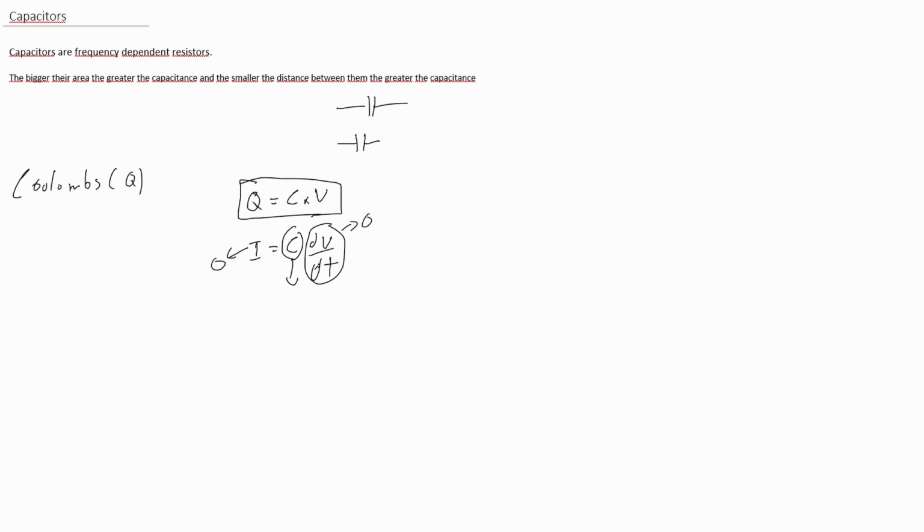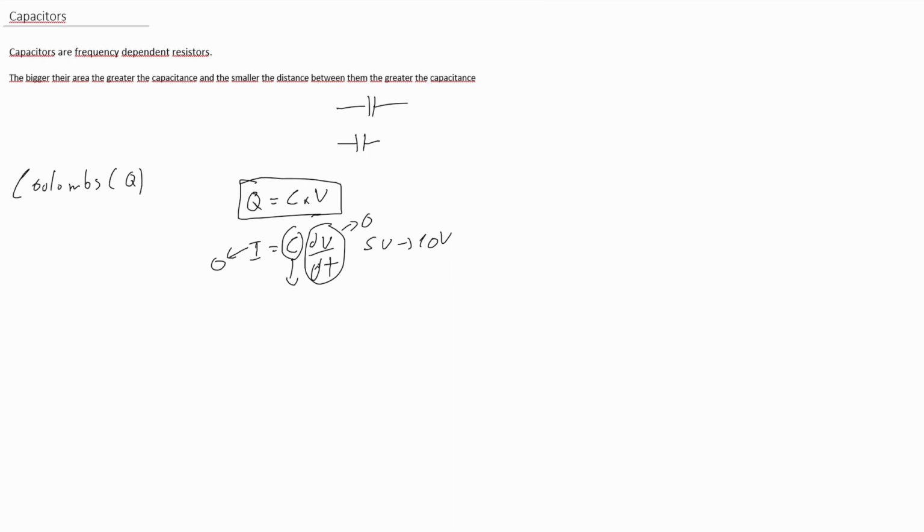So if you have, in a certain time, 5 volts continuous, this will be 0. In a certain time, if we increase the voltage from 5 volts to 10 volts, the current will increase as well. And the opposite is the same.